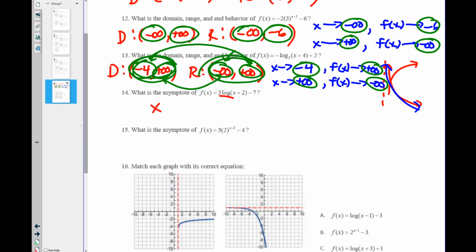x equals -2. Yes, the -2 part was correct, but the x equals is what makes it vertical.